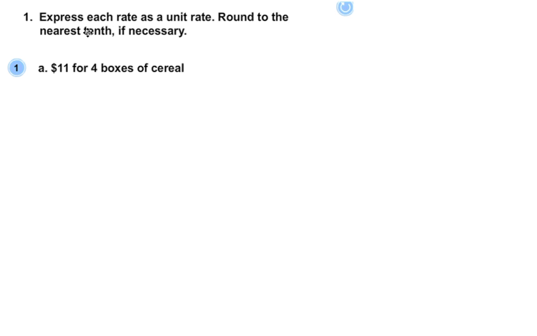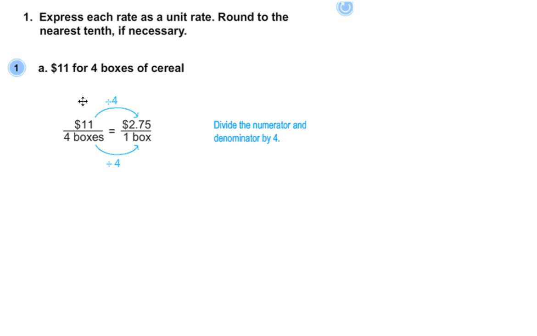So for my first example, I have: express each rate as a unit rate. Round to the nearest tenth if necessary. So we have $11 for 4 boxes of cereal. We're going to set up the ratio of 11 dollars over 4 boxes, because we want the price of 1 box, so the boxes are going to go on the bottom. We're going to divide the numerator and denominator by the denominator, which is 4. So we should get $2.75 per box. So the cost is $2.75 per box of cereal.